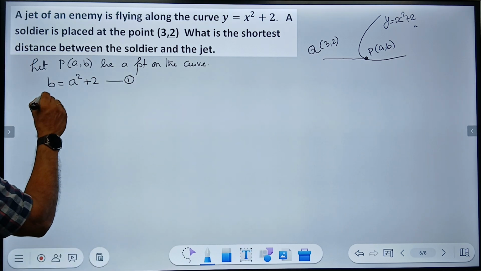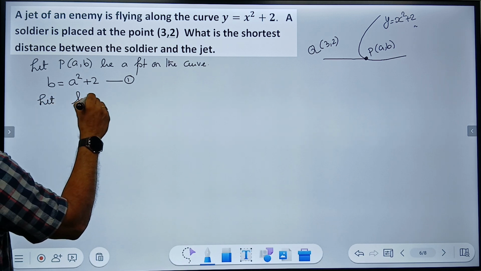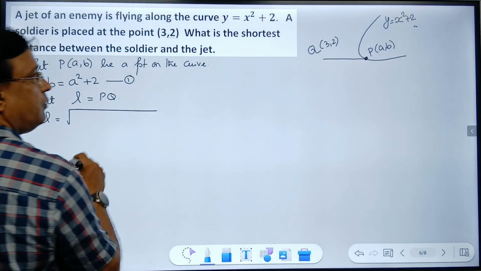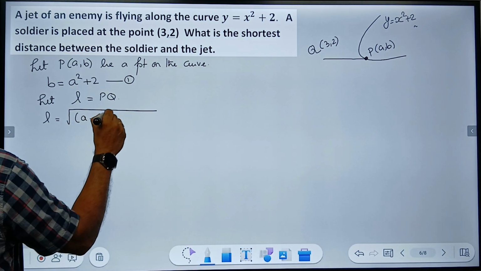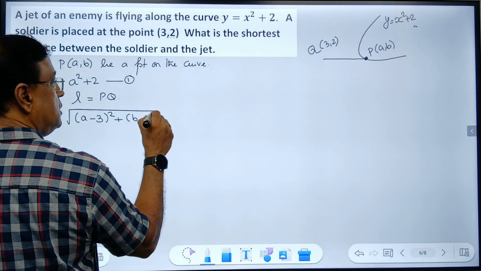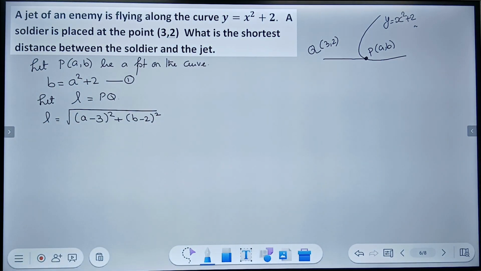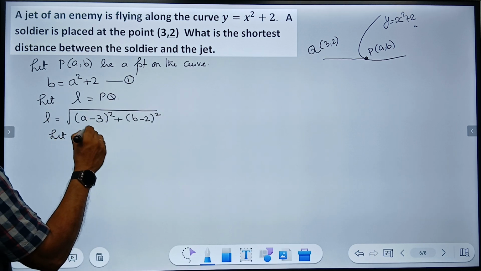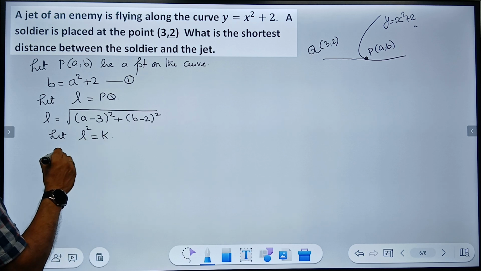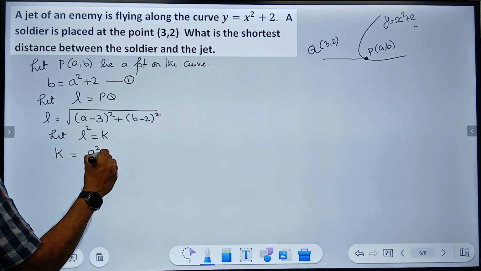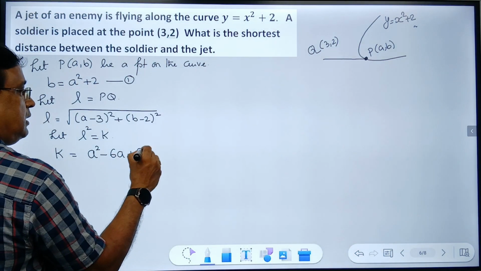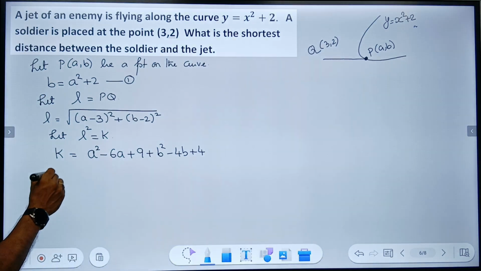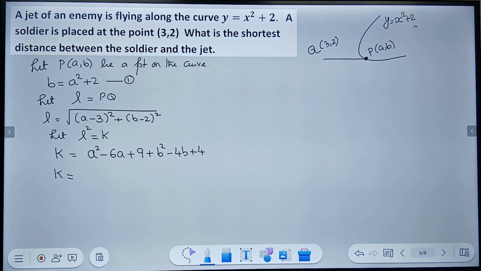Now what do you do? I want to minimize this distance, so I call it as L, which is PQ. So what is L equal to? Root of (a minus 3) the whole square plus (b minus 2) the whole square. Distance formula. It has two variables plus there is a square root. So as usual, I follow this trick of squaring it and calling it as k. So k equal to a squared minus 6a plus 9 plus b squared minus 4b plus 4. So k equal to, what is a squared?